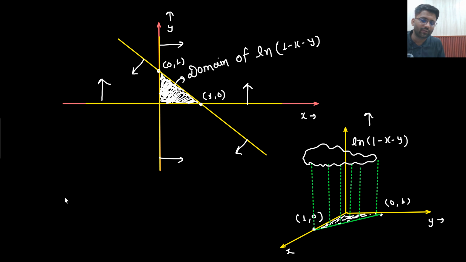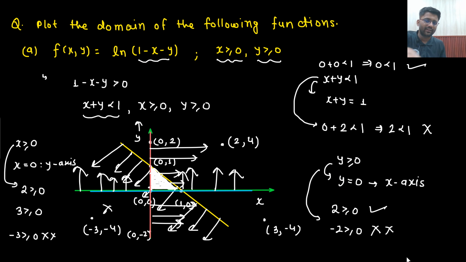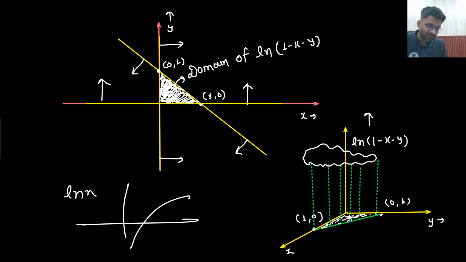What was the meaning of domain for ln x? For x greater than 0 only, the graph was drawn. So only for that region the graph was drawn. Here the domain is somewhat different. We have a particular region, which means you can take the values of x and y only in this range so that you will be able to get the graph.